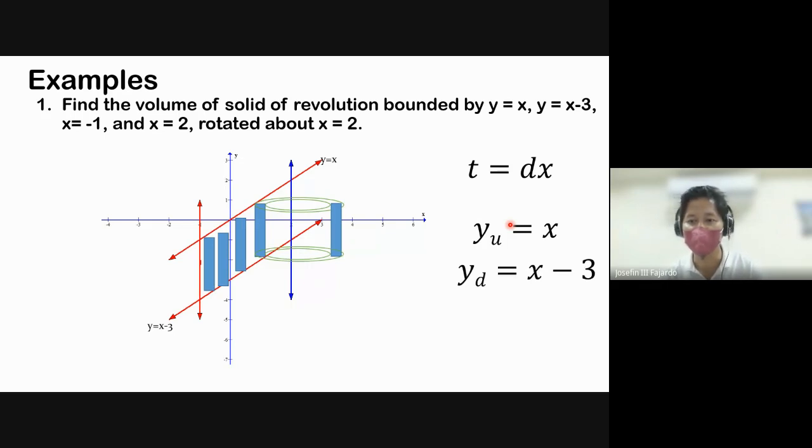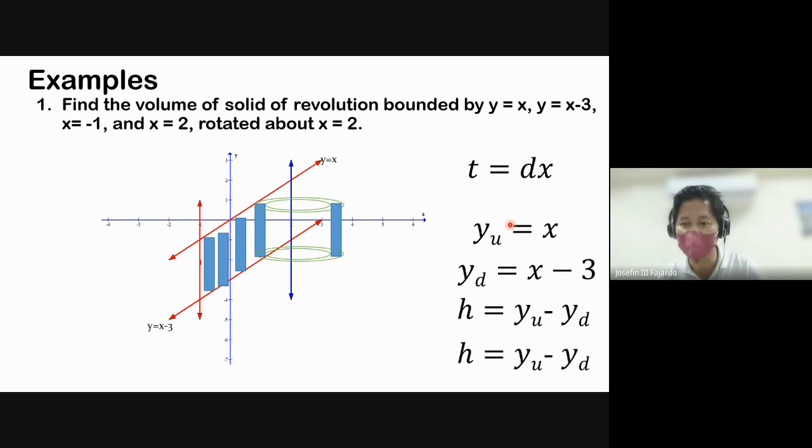Okay. So, makukuha na natin si h, di ba? So, ano yung h natin? H is y up minus y down. Parang ito, kunin natin to, y up minus y down. Okay? So, pag kinuha natin yan, ang y up natin ay x, ang y down natin ay x minus 3.